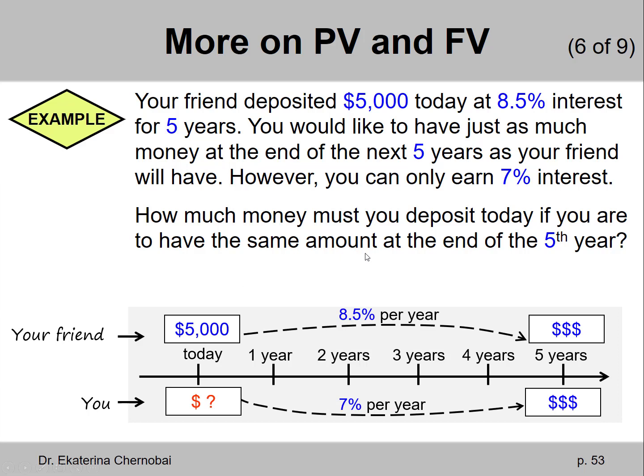You cannot do it in one step. You have to do it in 2 steps. Step 1, what is the future value of your friend? Then that becomes your future value, which you can then use to go back and solve for your required present value.